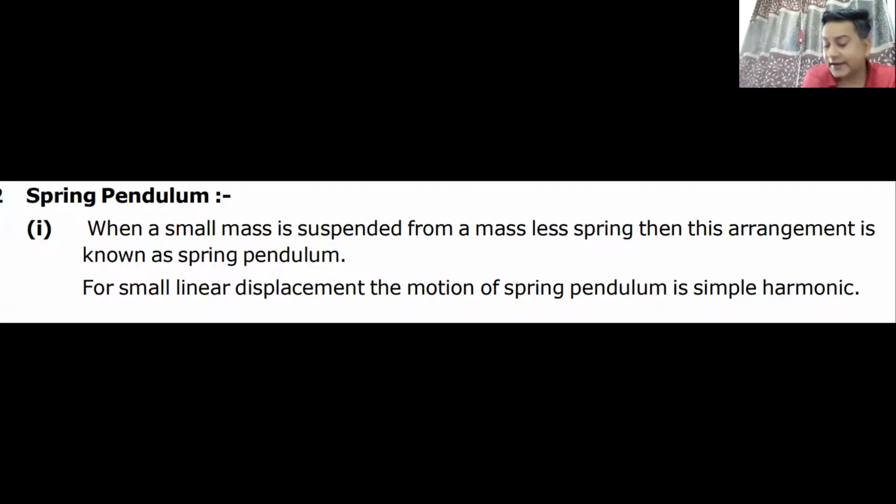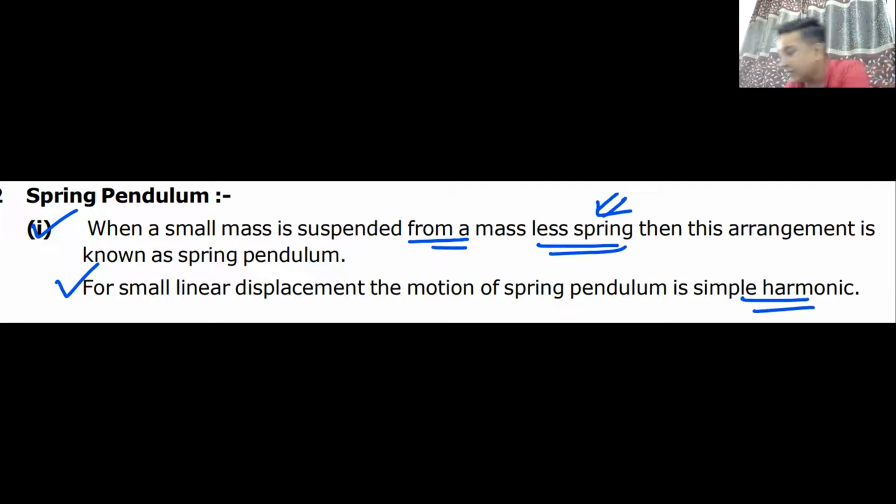Let us move ahead and see the next heading. The next heading is spring pendulum. What is a spring pendulum? Whenever a small mass is suspended from a massless spring, remember we always consider the spring as massless, then this arrangement is known as a spring pendulum. So basically you hang a mass from a spring and that is a spring pendulum. If the displacement is very small, so that the spring does not get stretched by a large amount, the motion is simple harmonic. Do we know this?